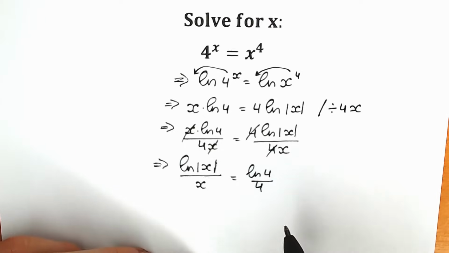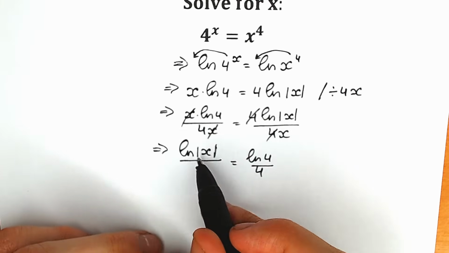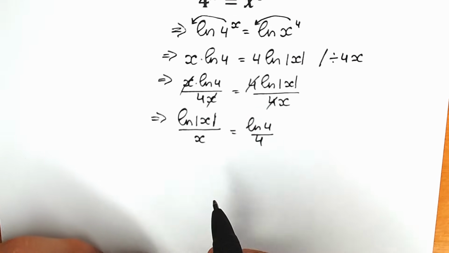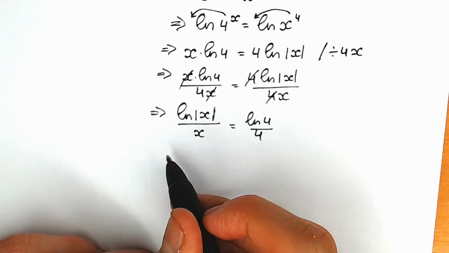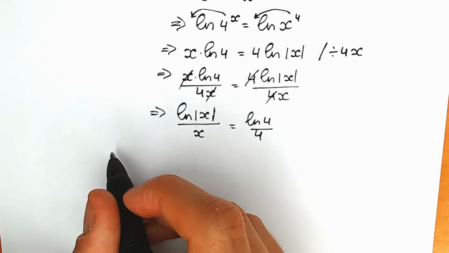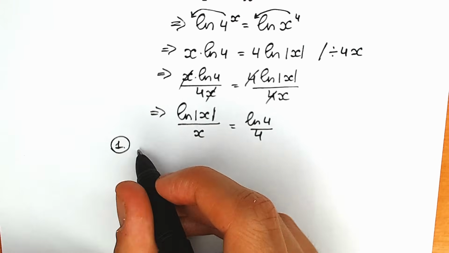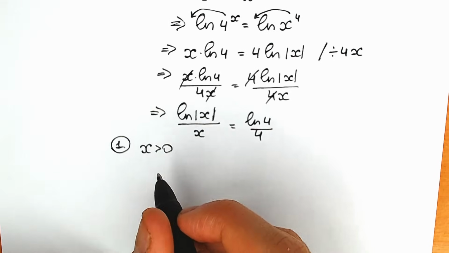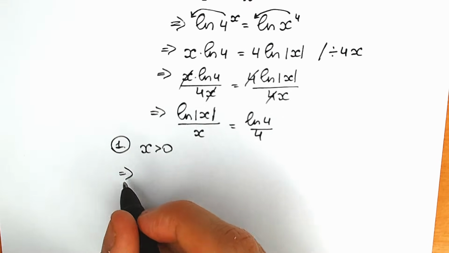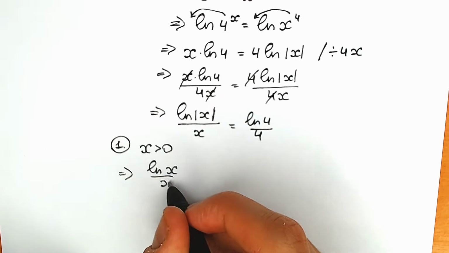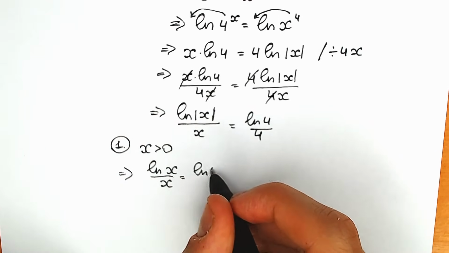Right now let's try to solve it. Whenever you have an expression with absolute value, you need to consider two cases: when this expression is positive, and when this expression is negative. I'm going to start with the first one. When x is positive, x is greater than 0, our expression looks like that: natural log x over x equal to natural log 4 over 4.